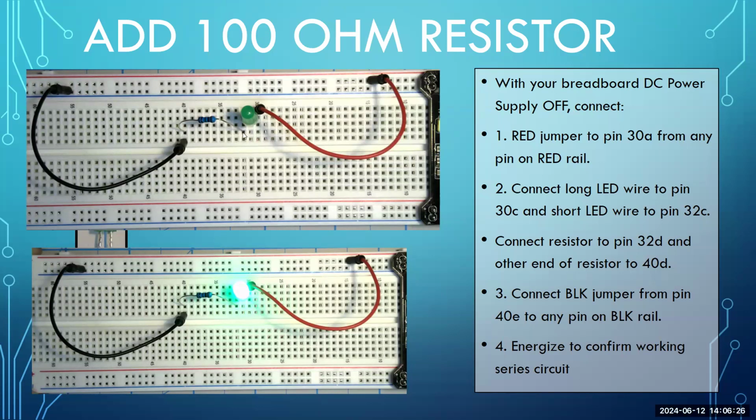So the resistor's one end will be connected to 32D, the other end jumping over to 40D. And if we jump down just one more pin to 40E is where your black jumper cable will be connected, and then the other end back to any point on the blue rail. And if all goes well, then what you will see is this device will light up. Let's go ahead and see how we do that. What we're going to do is put this on pause for just a moment and get the hardware set up again.